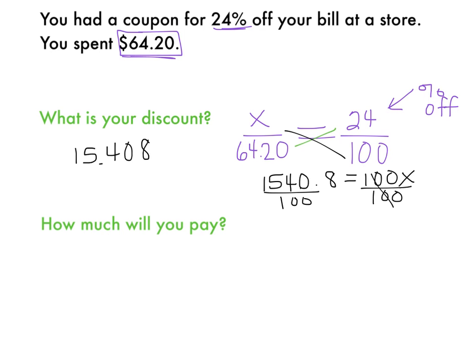Now let's think about this. This is money, so you can only have 2 decimal spots. So it's going to end up being $15.40. This is higher than a 5, so round it up. So 41 cents. That's my discount. So again, discount is how much money you're taking off.